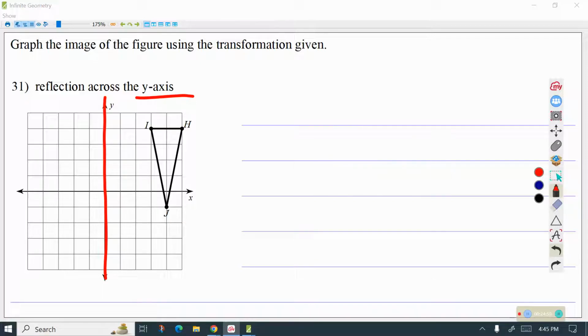I'm going to reflect J across the y-axis, but that's 4 steps, so I go another 4 steps, and I call that J prime. I is 3 steps away, so I go another 3 steps in that direction, and I call that I prime.